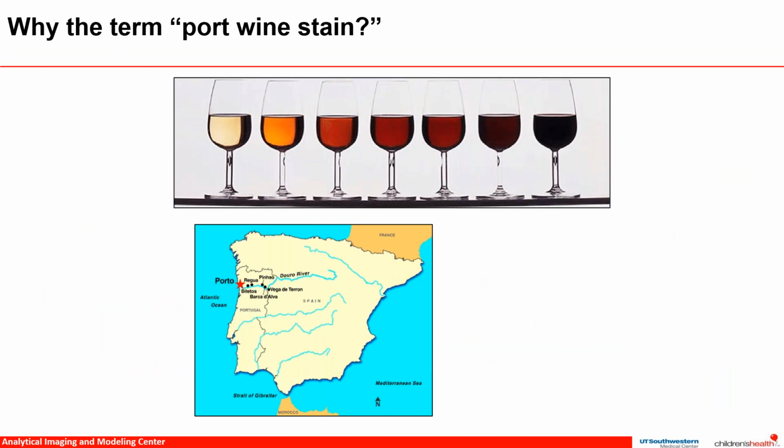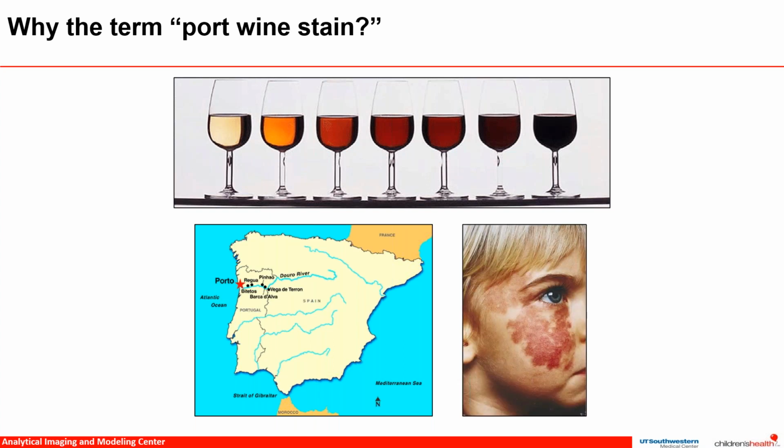Before we begin discussing capillary malformations, I wanted to touch on a brief note on the history of the term port wine stain. Port wine is a fortified wine originating in 17th century Portugal. The Romans started making this wine in the Douro River, where port is still made today. This wine was heavily exported to England, where it earned its name from being exported from the city of Oporto, Portugal. The term port wine stain comes from the purplish skin discoloration appearing as if port wine was splashed onto it.